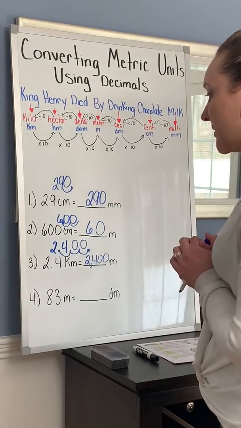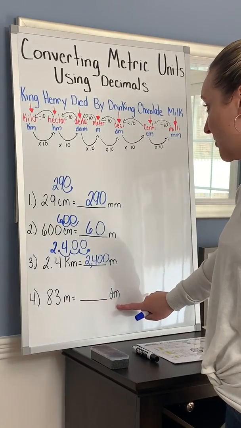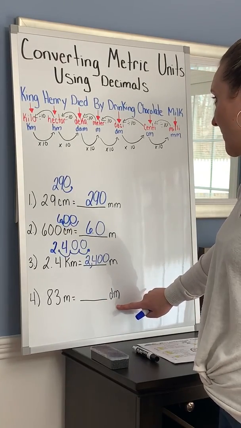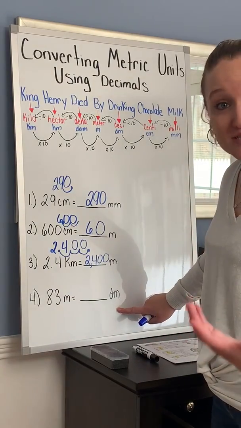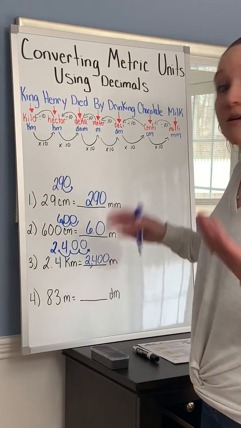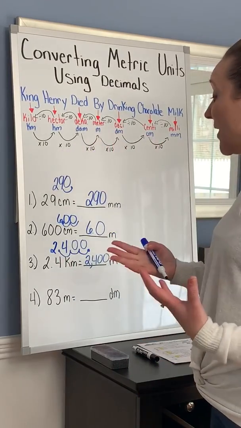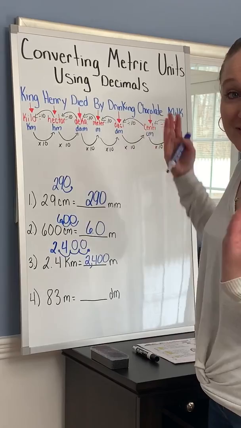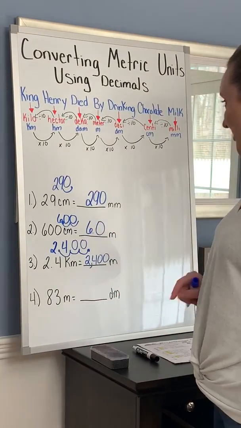Okay, let's look at another one. 83 meters. And I would like to turn this into decimeters. Sorry, not decameters, decimeters. Now, I'm happy I just said that because those two can get easily confused, decimeters and decameters. But we know DM stands for decimeters. So, here we go. Meters to decimeters.